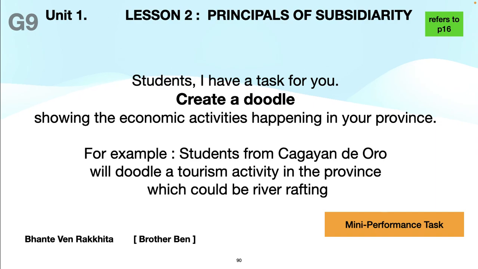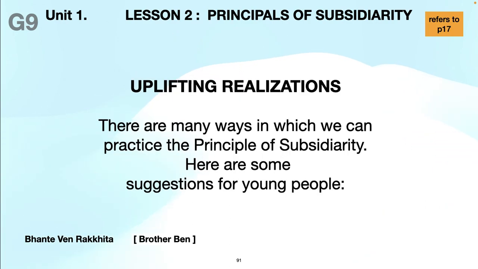Students, I have a task for you. Create a doodle showing the economic activities happening in your province. For example, students from Cagayan de Oro will doodle a tourism activity in the province, which could be river rafting. Okay, so that's your mini performance task. So then just submit that on PM.